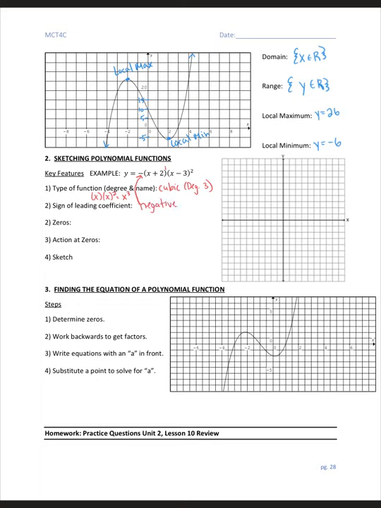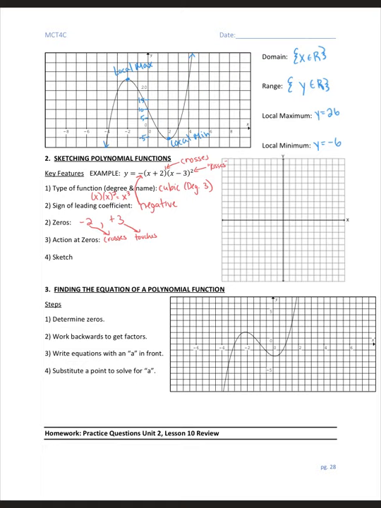What are our zeros? We can pull our zeros right out of our factors here. So we have a 0 at -2 and a 0 at +3. And if we look at what's happening on those zeros, the multiplicity, that one has a multiplicity of 1, so it's going to cross at that 0. But our other 0 has a multiplicity of 2, which means it's just going to kiss the x-axis or just touch it at that point. So our actions at zeros, for -2, it's going to cross. And for +3, it's going to just touch the x-axis.